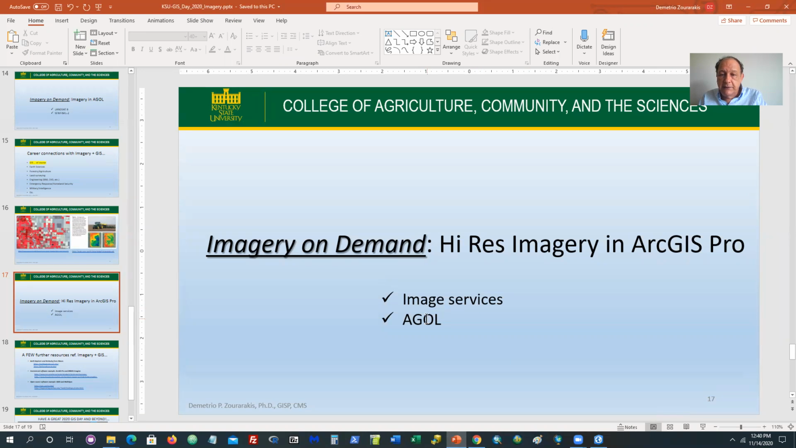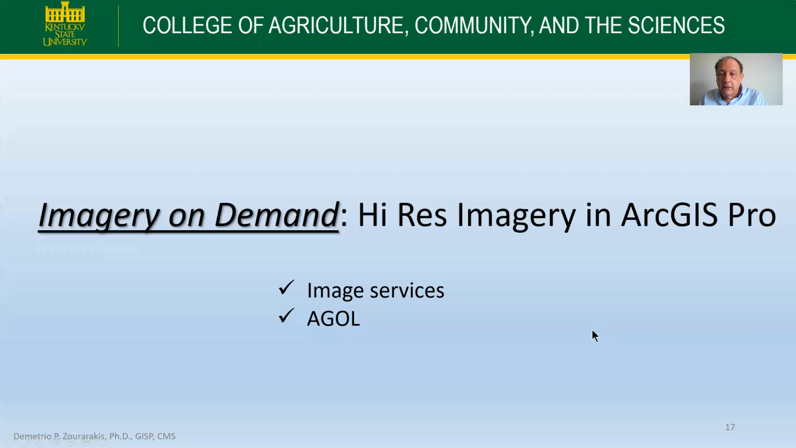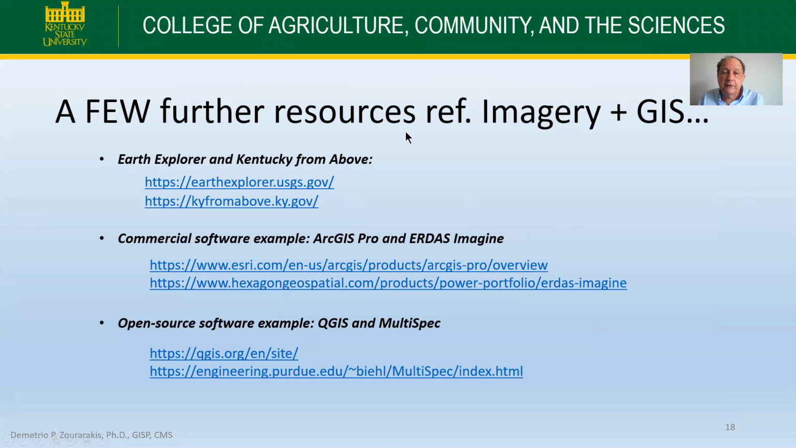So we have image services, we have ArcGIS Online, ArcGIS Pro as well, high resolution, etc. So further resources for imagery and GIS. We have Earth Explorer, we have Kentucky from Above, the image services and elevation services that can be used together to see some change detection, because remember the clock ticks differently for LiDAR acquisitions than it does for image acquisition.